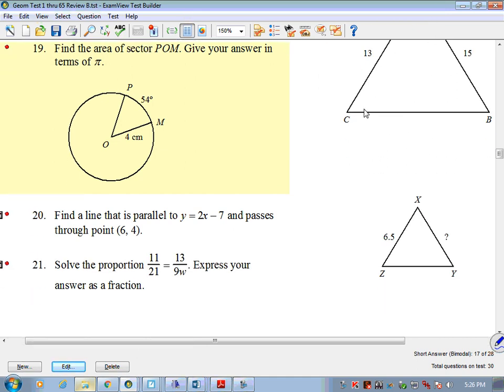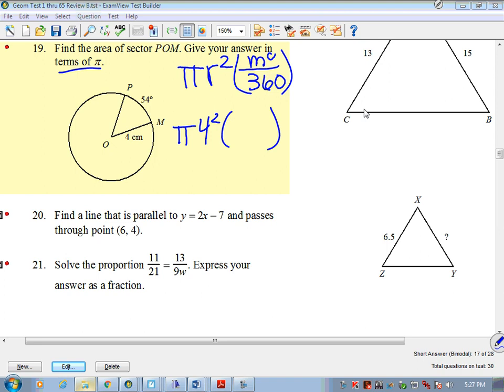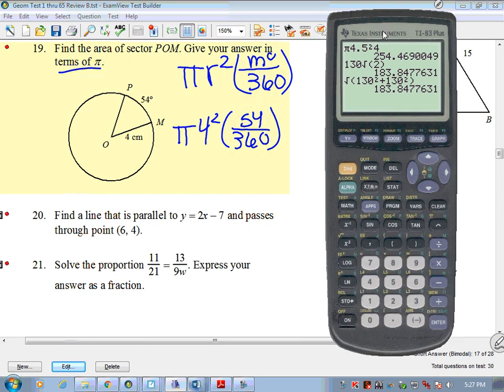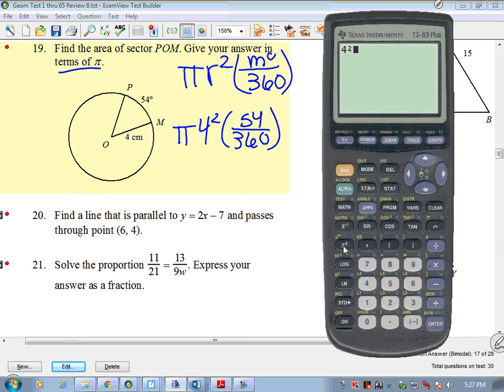Okay, 19. Find the area of the sector. We've done this. You've seen this formula, but you're going to see it again. Pi r squared times the measure over 360. Let's see, we want it in terms of pi. That's always good news. Our radius is 4. Our measure of our angle is 54. So we don't have to use pi. Whenever I come into my calculator, all I do is 4 squared times 54 divided by 360. Okay, 2.4 centimeters squared.